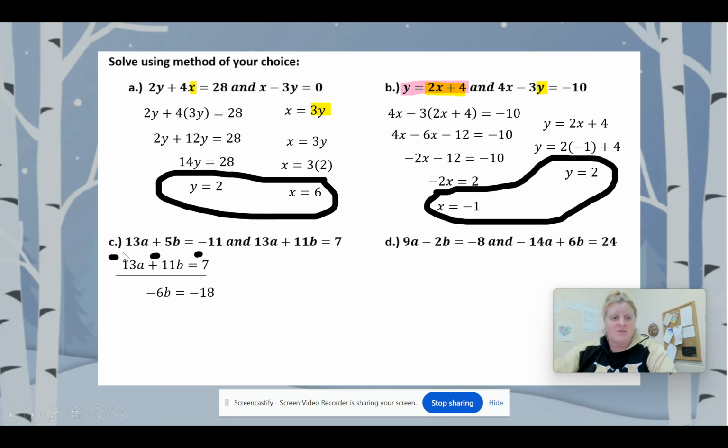All right, 13 plus -13 is 0, so that gets crossed out. 5 plus -11 is -6. -11 plus -7 is -18. And then divide. And now you got your B.